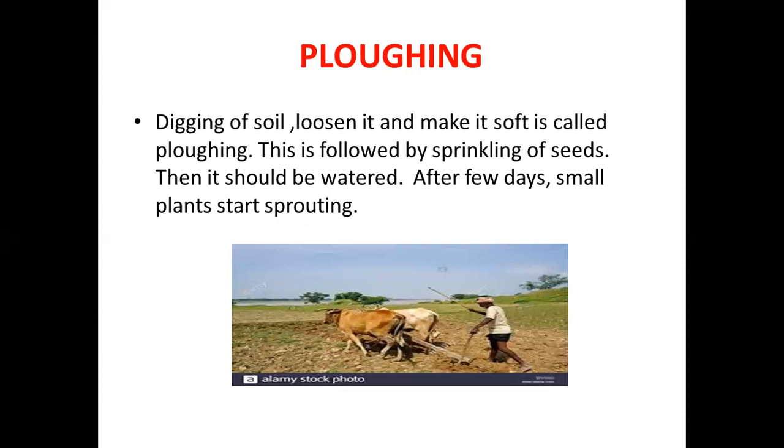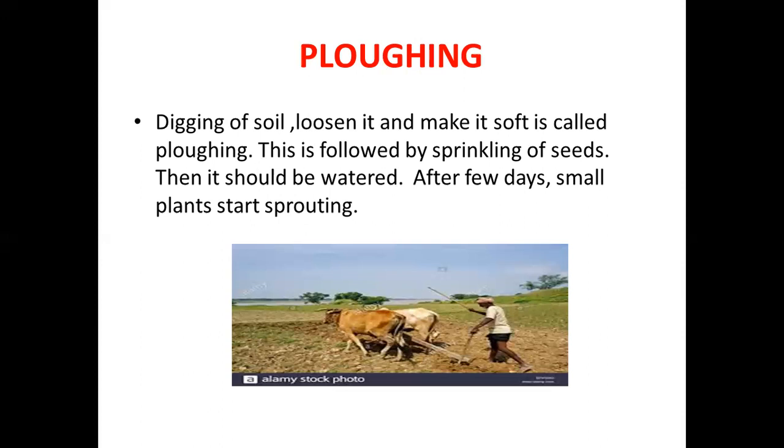Then weeds are to be removed so that they do not consume water and fertilizers given for the main crop. When the weeds are removed by the farmer, they do not consume water and fertilizers meant for the main crop. Then the cultivated plants grow and give us the desired products. This is the process of cultivation of plants.